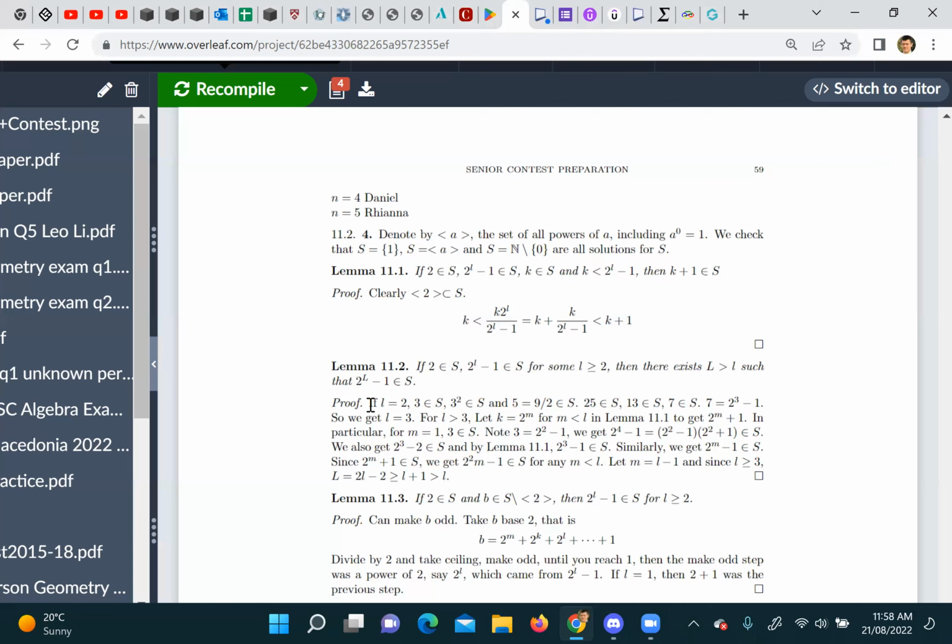Okay, so if L equals 2, then that means 3 is in S, right? So L is 2, just 2 and 3. If L is 2, you get 3, right? And then you get 9 as well, yeah? And you get 5, and you get 25. And you get 13. And you get 7. And 7 is basically L equals 3. So then L equals 2 is the same as L equals 3. Oh, that's a big chain.